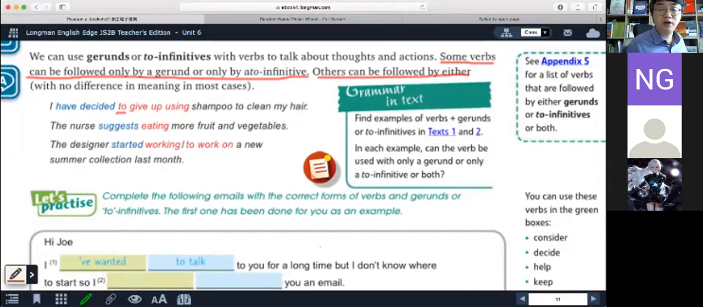And here, the second one, the nurse suggests eating more fruit and vegetables. Again, if you look at this page, you can see the first column. From the first column, you can see the word suggest. So it means that it can only be followed by a gerund, verb plus ing, not a to-infinitive. So here, we use ing, but not the nurse suggested to eat more fruit and vegetables. No.